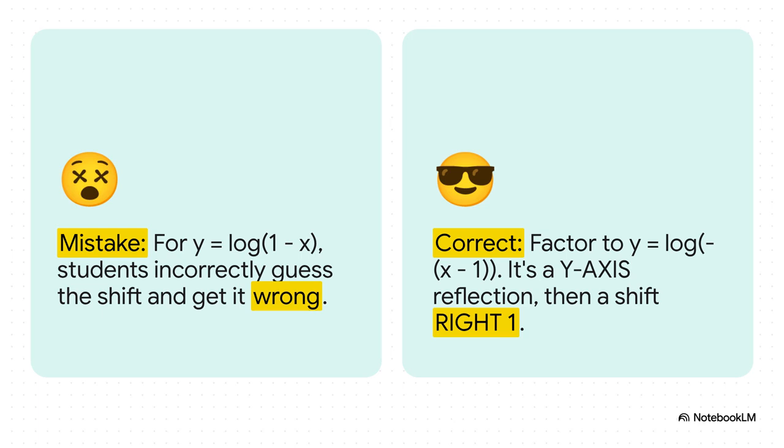You're going to see a pattern here. This next trap with logarithms looks a little different, but the solution is exactly the same. You've got to factor first. With log 1 minus x, it's so easy to just guess the shift. But if you rewrite it as negative x plus 1 and then factor that negative sign out front, you get log negative x minus 1. And that tells you everything. It's a reflection over the y-axis, followed by a shift 1 unit to the right.